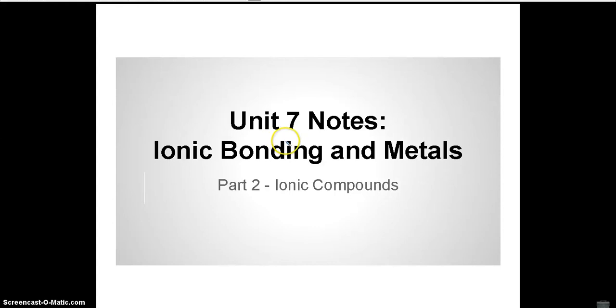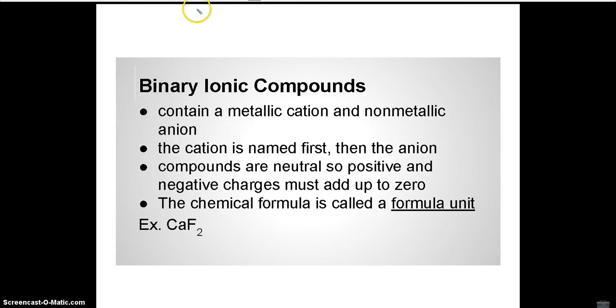All right, in this next section, we're going to take those ions that we just figured out how to make, the positive cations and the negative anions, and we're going to bond them together to make compounds. Binary ionic compounds contain a metallic cation and a non-metallic anion. Binary means two elements. The cation is named first, and then the anion is named second.